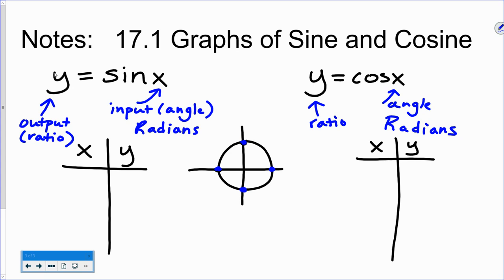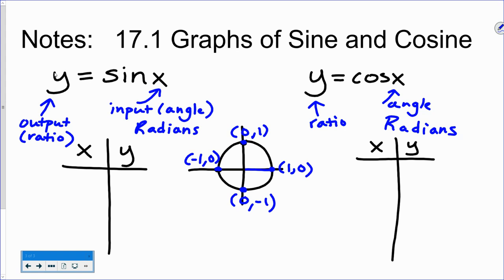Remember the unit circle? Each of these lines would be a length of 1. So this is the point (1, 0). This is the point (0, 1), (-1, 0), and (0, -1). We could use things like pi over 6, pi over 4, and that sort of thing, but we're going to keep it a little bit simpler.